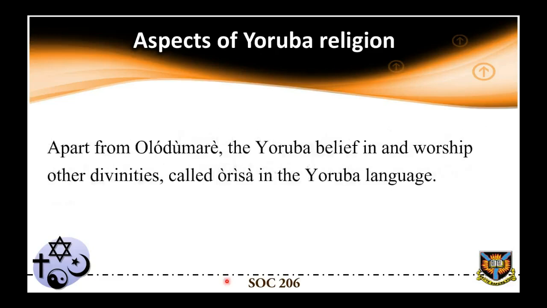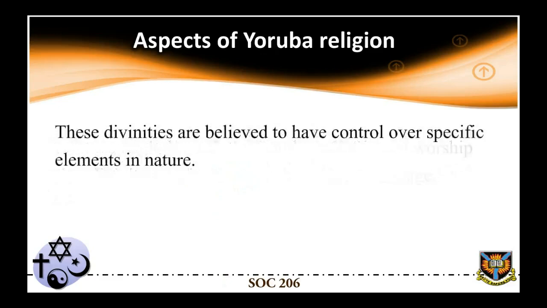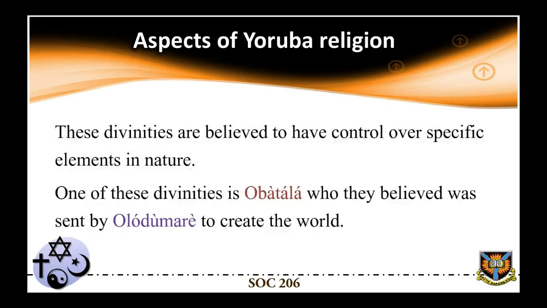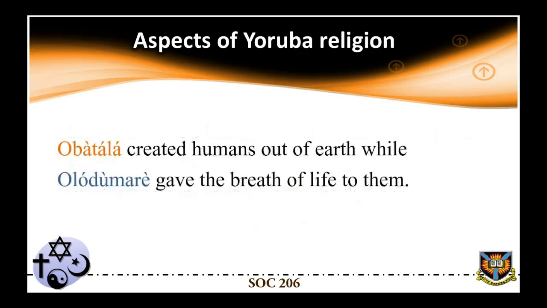Apart from Olodumare, the Yoruba believe in and worship other divinities called Orisha in the Yoruba language. These divinities are believed to have control over specific elements in nature. One of these divinities is Obatala, who they believe was sent by Olodumare to create the world. Obatala created humans out of earth, while Olodumare gave the breath of life to them.